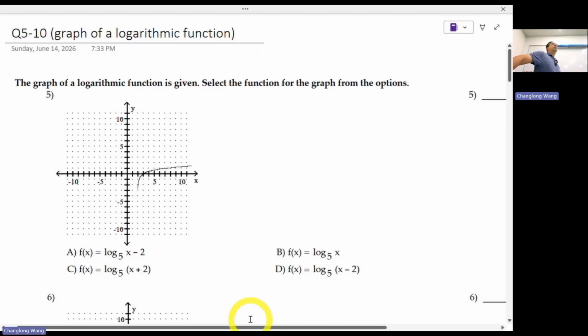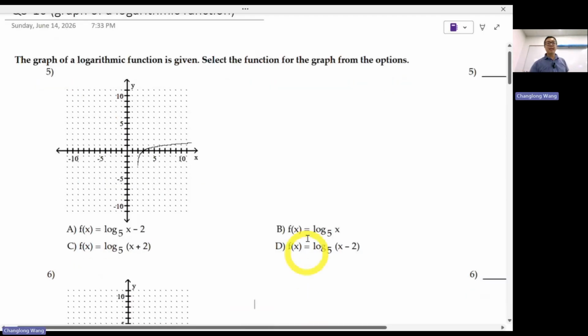So how many of you know how to graph in the TI-84? All right. And also, how long will it take you to type up a function like this and graph it in the TI-84? 10, 15, 20 seconds, right? Or let's say 30 seconds.